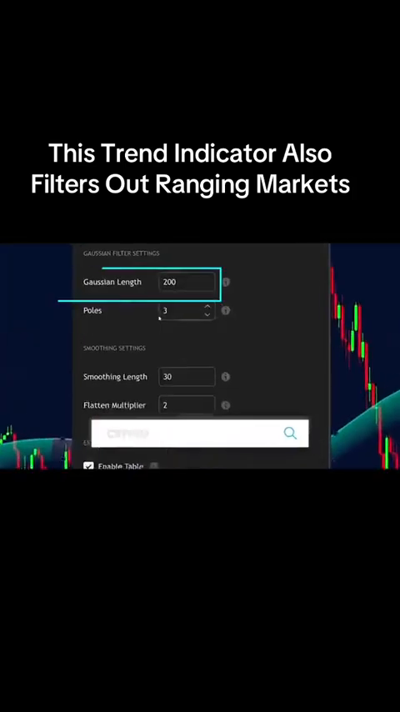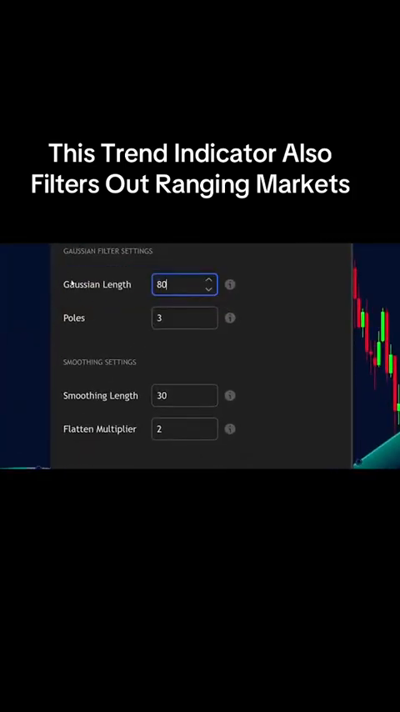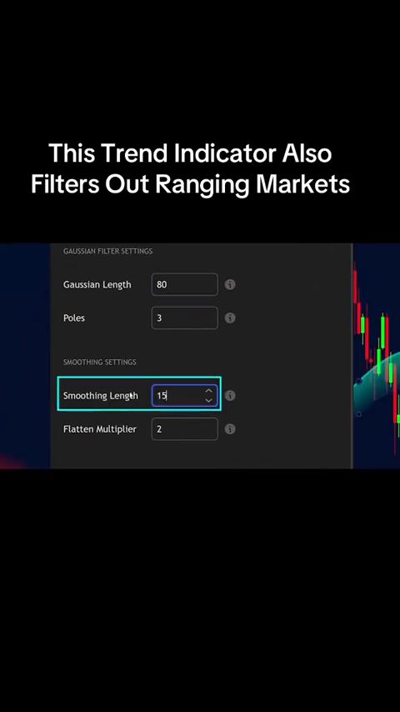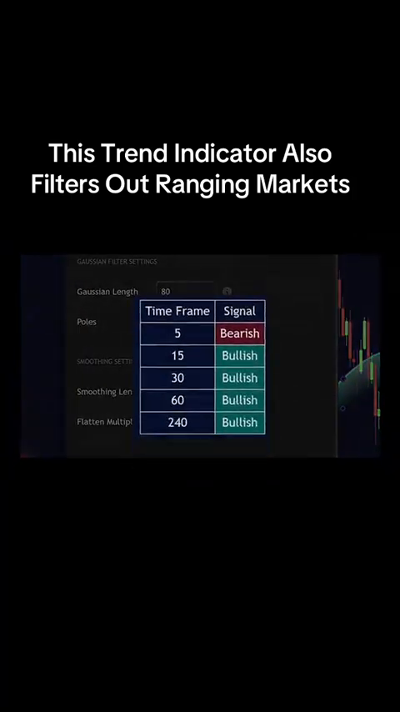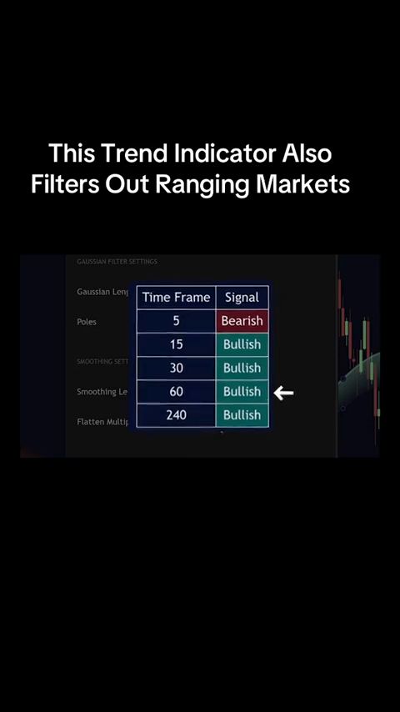For crypto, reduce the Gaussian length to 80 to catch those explosive moves early. Use a lower smoothing value of 15 to reduce lag. Also give more weight to higher time frames to avoid getting chopped up in volatility.